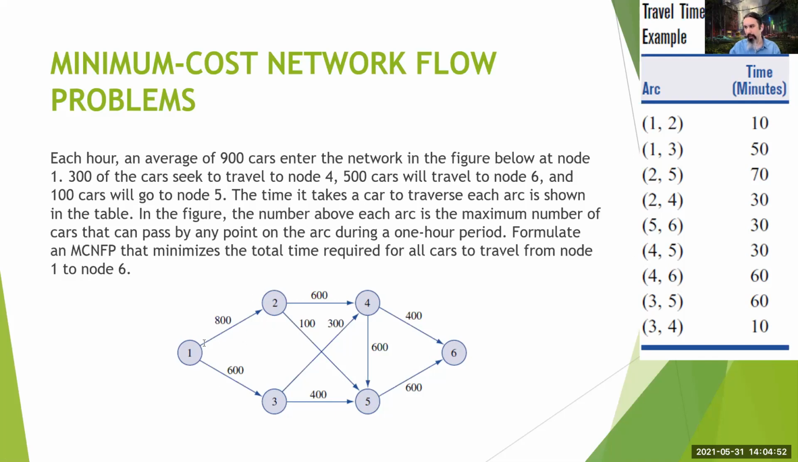And x12 and x13, their total should be equal to 900, because 1 is a supply point and it supplies 900 cars per hour. So 900 is equal to x12 plus x13. Okay, what about point 2? Well, x12 is my supply to point 2. From 2, I will have two demands, x24 and x25. So x12 is equal to x24 plus x25.